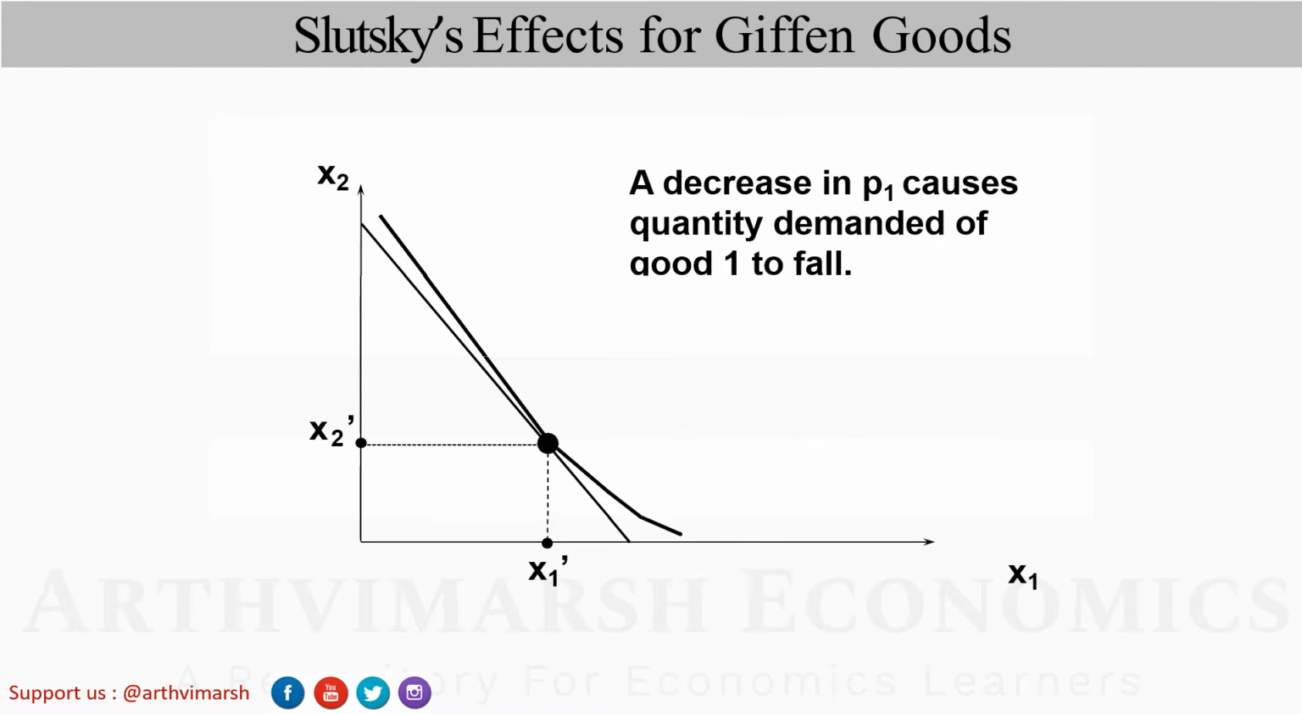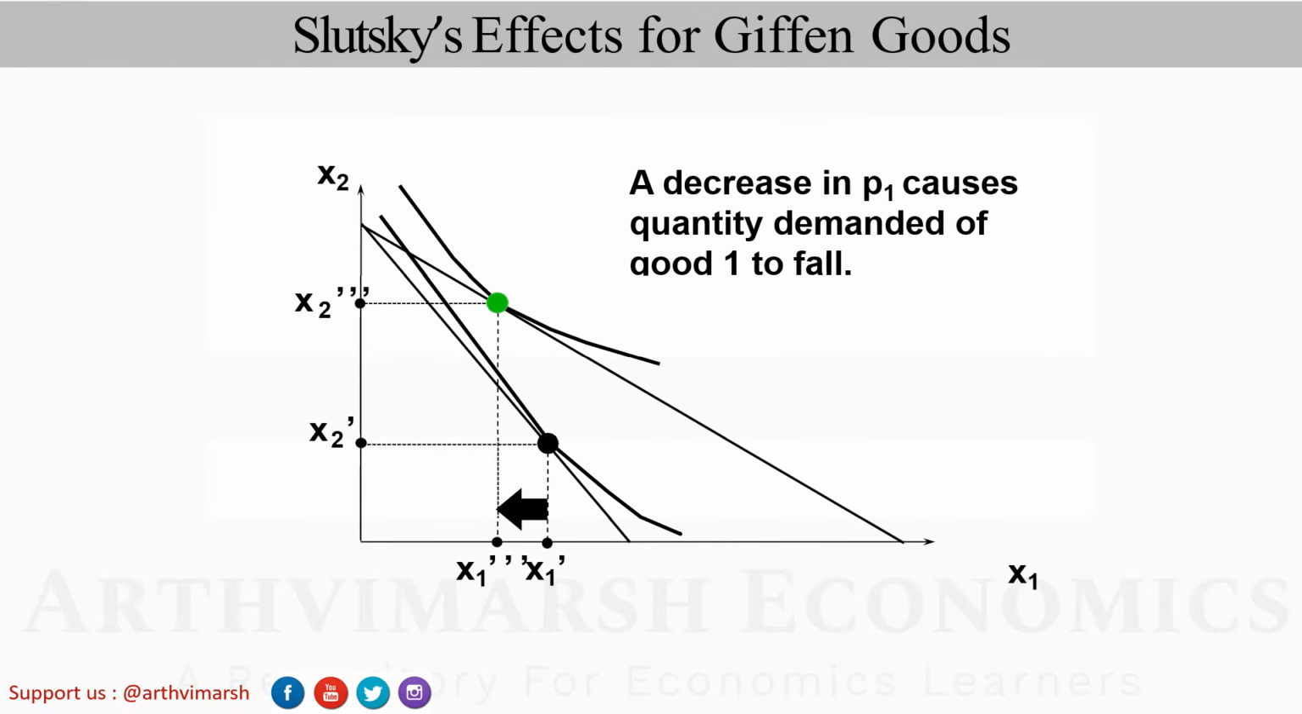Let us see graphically. A decrease in the price of good 1, let us assume that this is the Giffen good X1. A fall in the price of this good causes the quantity demanded of this good to fall, right? So the quantity being demanded will also go down as the price falls. What happens as a consequence? The price fell, so we know that a decline in price caused the budget line to rotate outwards. As a consequence, we have an optimal point like this, right?